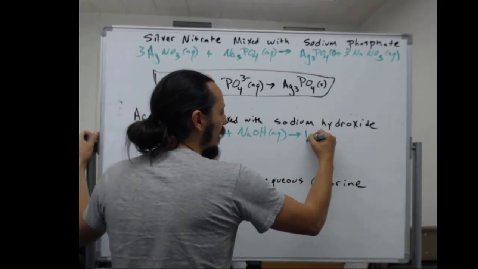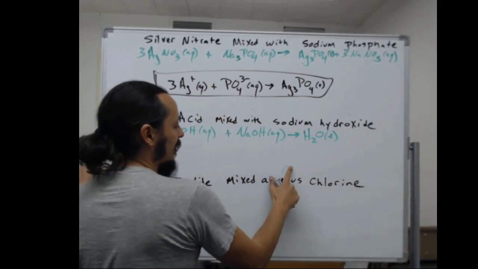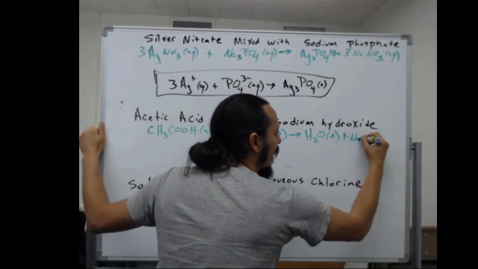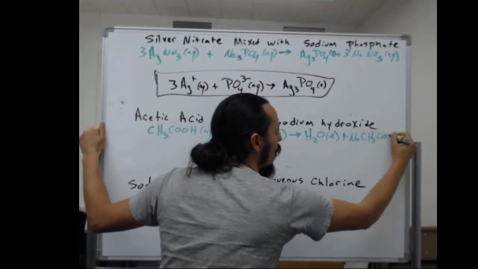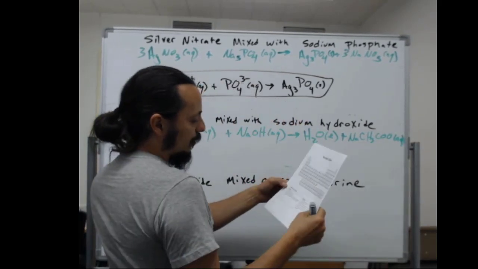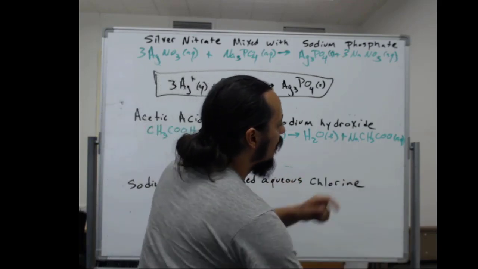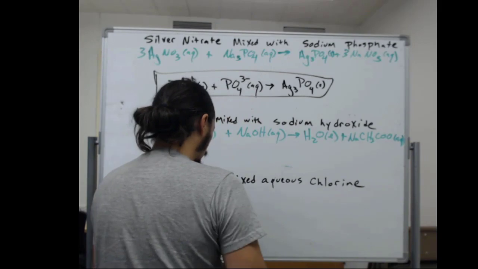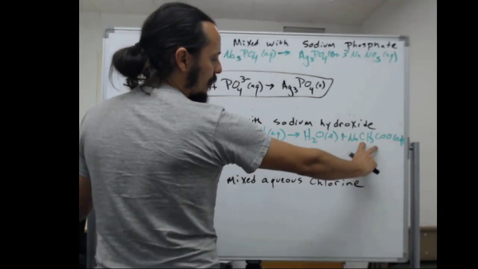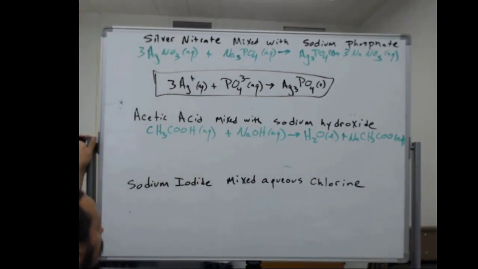That's going to form H2O liquid because we've got our base and our acid. And we are going to form sodium acetate, NaCH3COO aqueous. On the solubility rules, number 2, acetate compounds are soluble. So sodium acetate, also it's a sodium compound, so super soluble. The sodium is going to be a spectator ion, and the acetate is actually going to be a spectator ion.